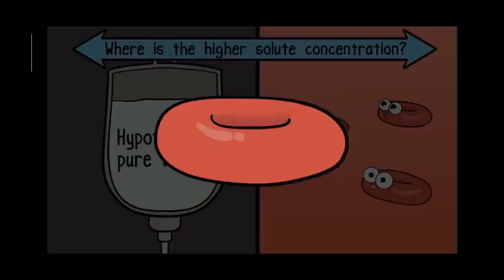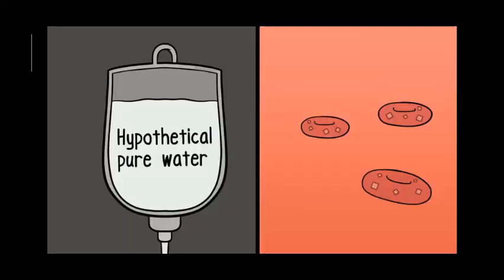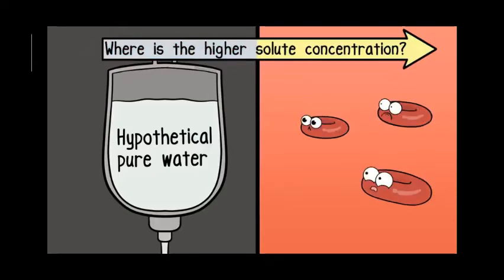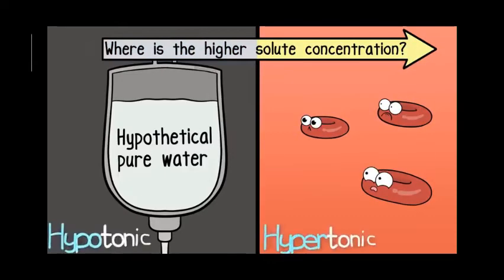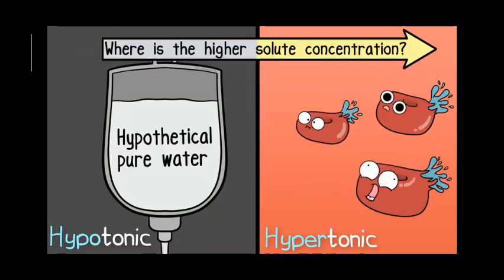Well, cells are not empty vessels. They contain solutes. The pure water that hypothetically is running through this IV tube has no solutes. So where does the water go? It goes to the area of higher solute concentration, which in this case is inside the cells. The cells are hypertonic compared to the pure water in the IV tube because the cells have a greater solute concentration. The cells would swell and possibly burst. Exploding red blood cells are not good.